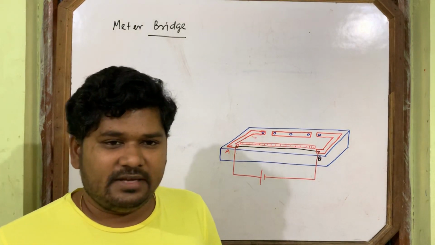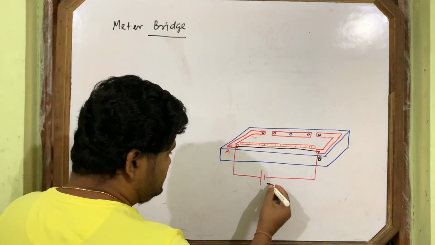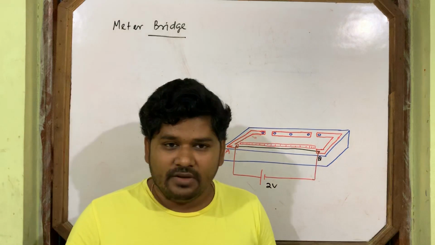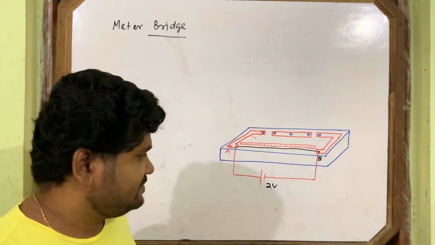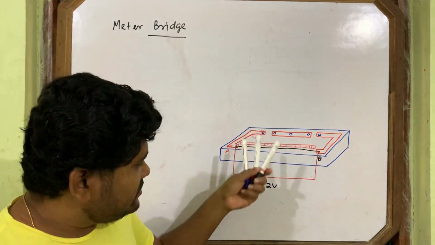Some volt will apply. It's better if you apply 2 volt or 4 volt. If you apply 2 volt, it's better. As little voltage as possible. Less than 2 volt, not more. So, at this point what will we do?